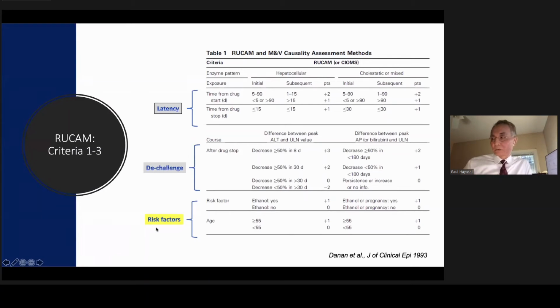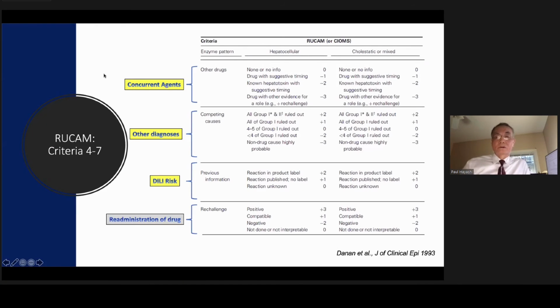I highlighted in yellow the ones that I think are a little problematic. This is risk factors, age, pregnancy. It's a little unclear whether these really help with causality. Again, the biologic possibility was never clear to many of us. These are criteria 4 through 7. And here you pick up some other problems with reliability and subjectivity.